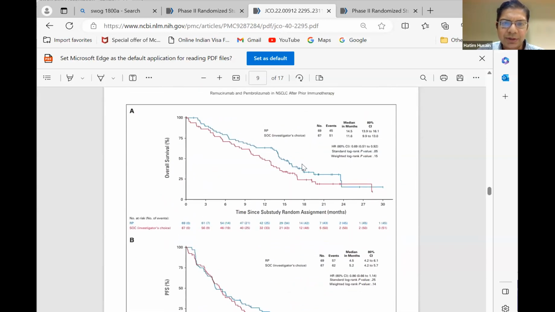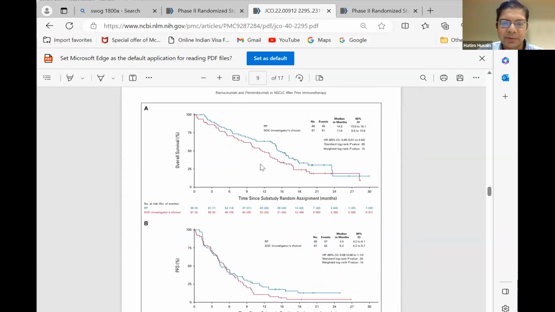So I may ask, actually, Dr. Balmanoukian, I'll ask you this question first. In your practice, did this data influence your practice at all? Are you using ramucirumab in the second line? Would you ever use it? And have you used it in combination with PD-1? Has it influenced your thinking in the space?